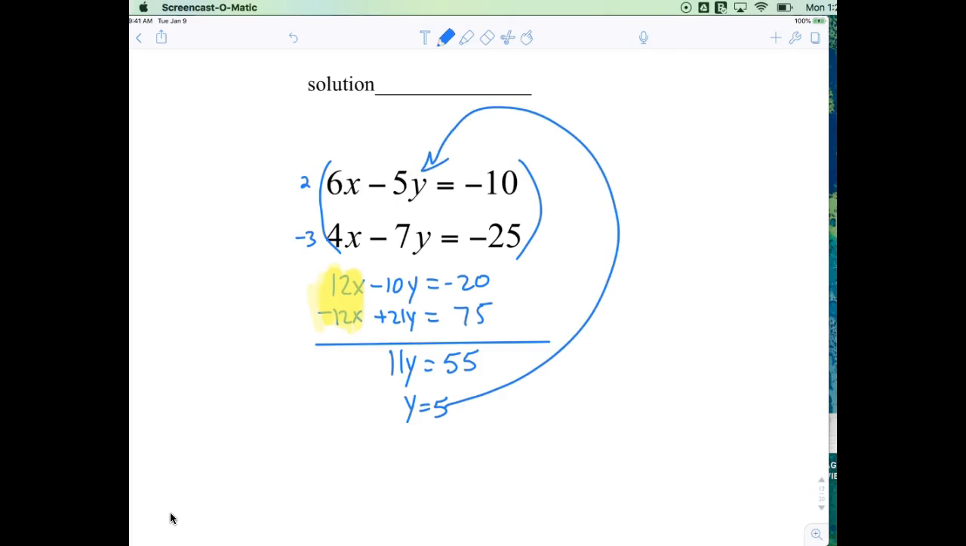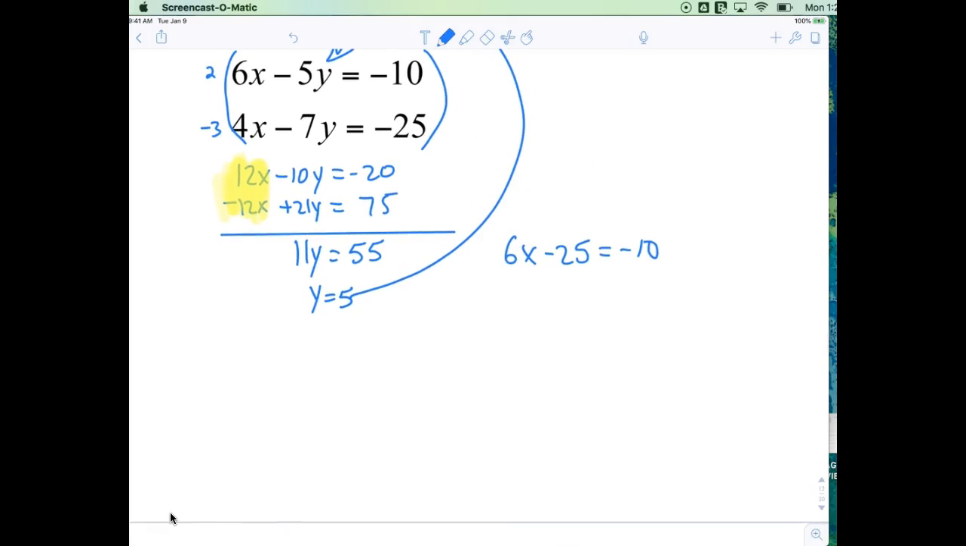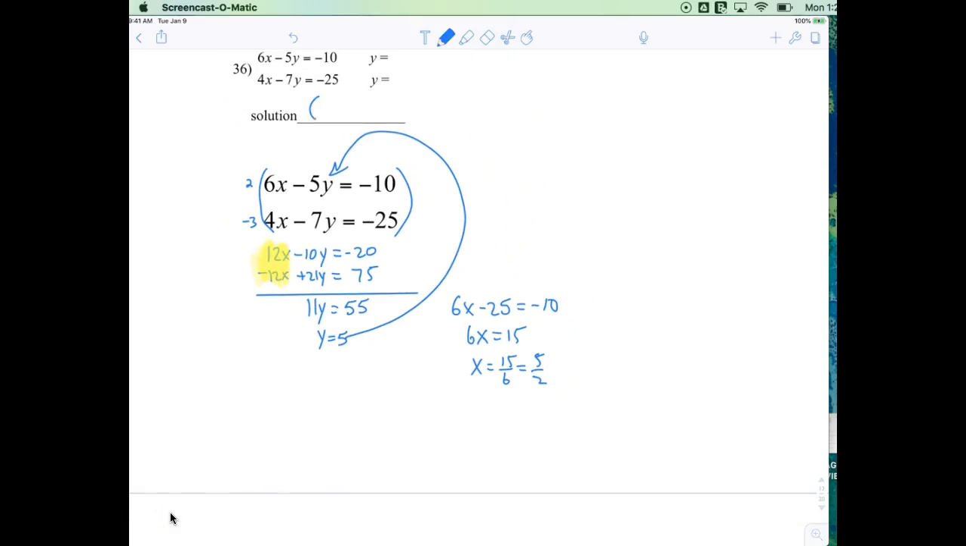All right, so now it has 6x minus 25 equals -10. Anybody have a problem with that? You good? Now it's just solving that equation. So I add 25. 6x equals 15. So x equals 15 over 6, and I reduce by 3, which gives me 5 over 2. Okay? Now, if my answer is 5 over 2, my solution would be the x first, followed by the y: 5 over 2, comma 5. Alex?